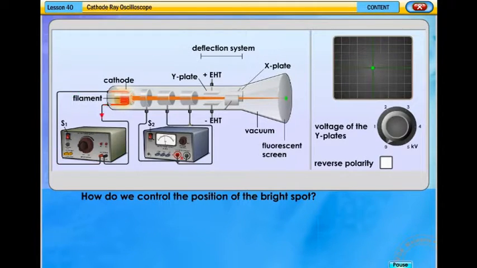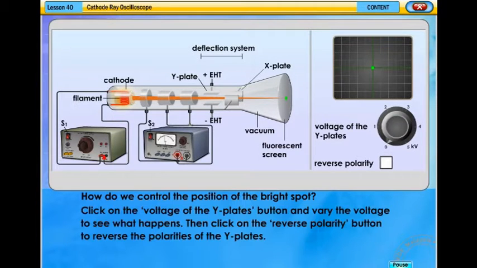How do we control the position of the bright spot? Click on the Voltage of the Y plates button and vary the voltage to see what happens. Then click on the Reverse Polarity button to reverse the polarities of the Y plates.